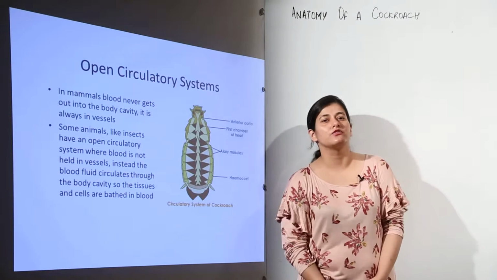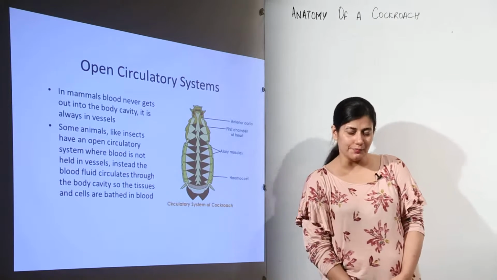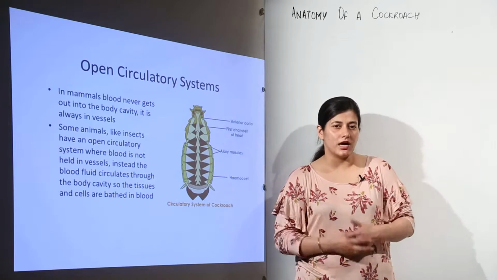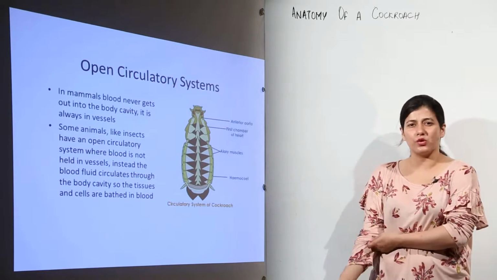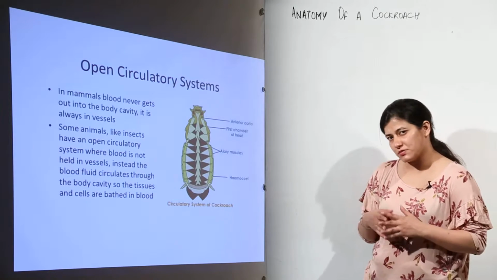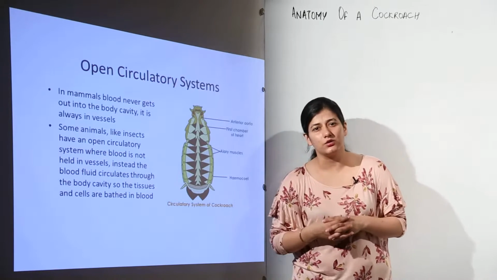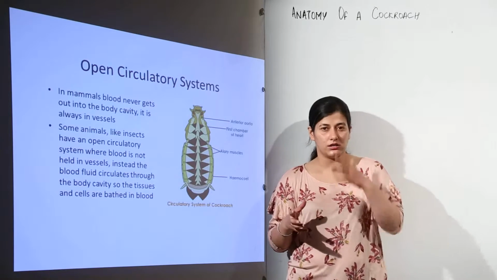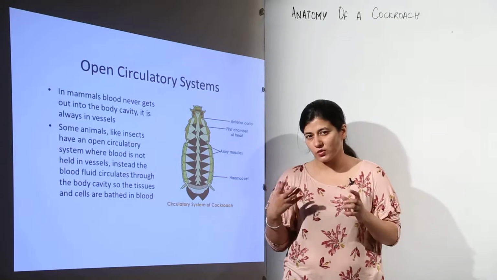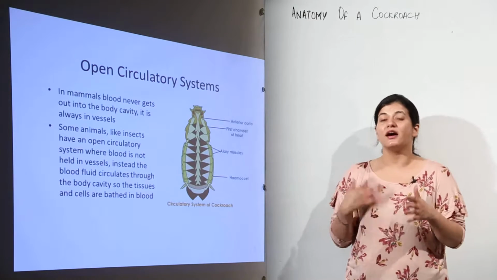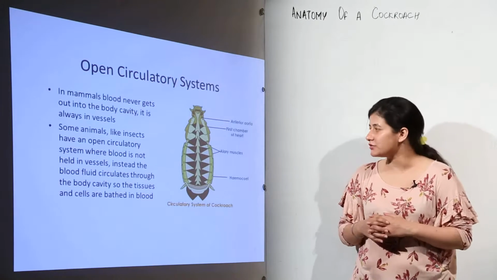Next in the systems of cockroach is the circulatory system. Now, before we start knowing about the circulatory system of a cockroach, we need to know what are open circulatory systems. We study about open and closed circulatory system when we study circulation in the human physiology, but for now you need to know what open circulatory system is and how it is different from the closed circulatory system.